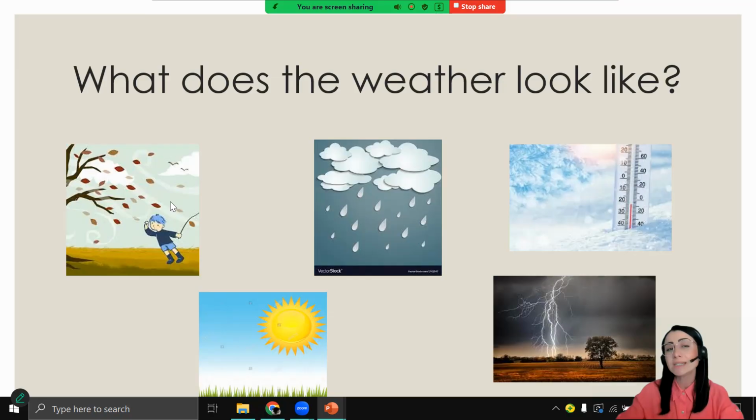It is windy. It's windy. What does the weather look like? It's rainy. What does the weather look like? It's cold. What does the weather look like? It's sunny. What does the weather look like? It's lightning. If you still don't remember these words, go back to our previous lesson and learn them, please. And we are taking the next step.